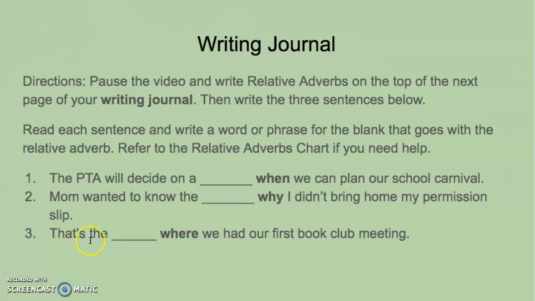Let's look at the third one. That's the blank where we had our first book club meeting. Well, our adverb is where, so that would refer to a location. So you could put, that's the location where we had our first book club meeting. Or, that's the room where we had our first book club meeting. Or, that's the library where we had our first book club meeting. As long as it is a word that refers to some place.